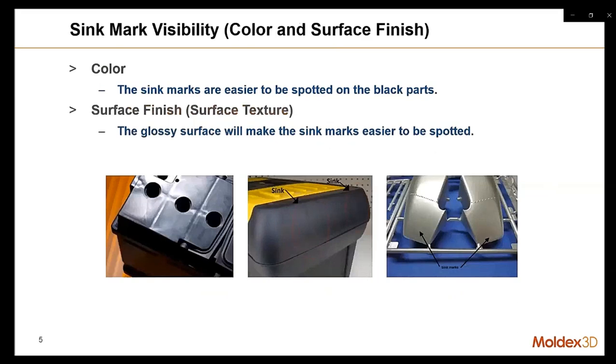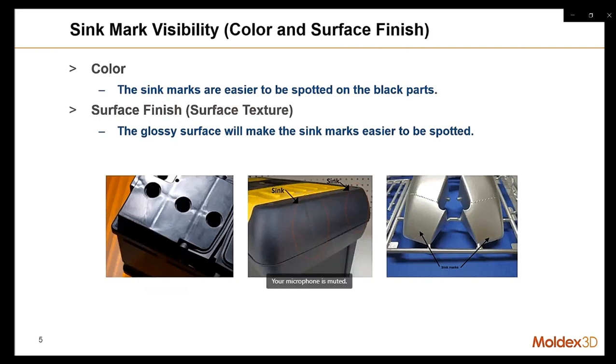Because the seam mark is a kind of surface quality issue, there are two features that will affect the visibility of the seam mark. The first one is color, because we have talked about how we can put our injection molding parts under the light, and we can see the reflection of the light and try to check if there is a seam mark or not.